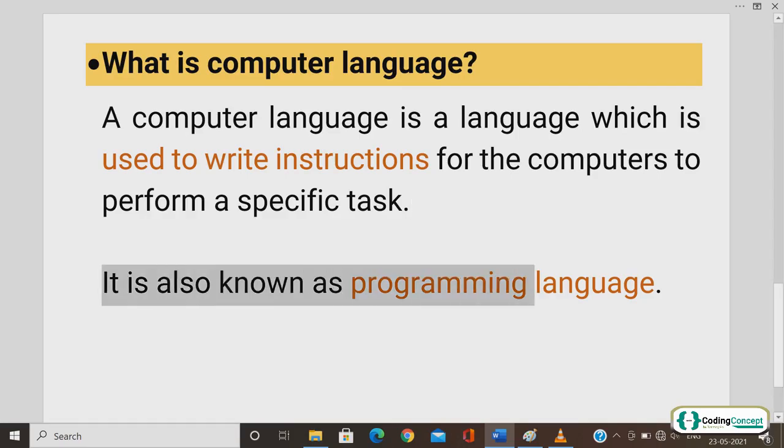Now it is also known as programming language. Why is it known as programming language? Why is a computer language known as a programming language? The answer is very simple. A particular computer language is used to write programs, isn't it? For which purpose? For the purpose of performing a specific task. So obviously a language which is used to write programs will be known as a programming language. That's why a computer language is also known as a programming language.